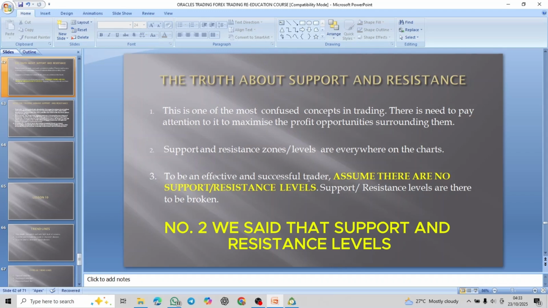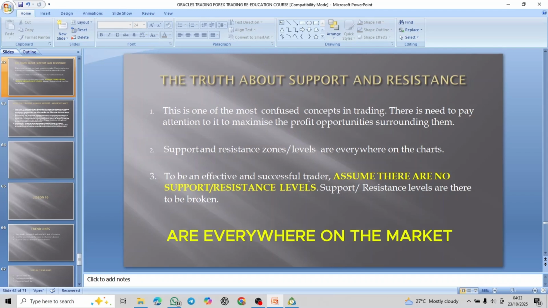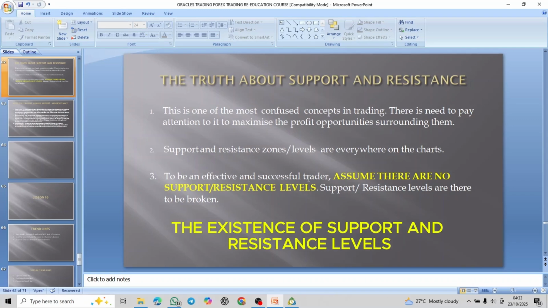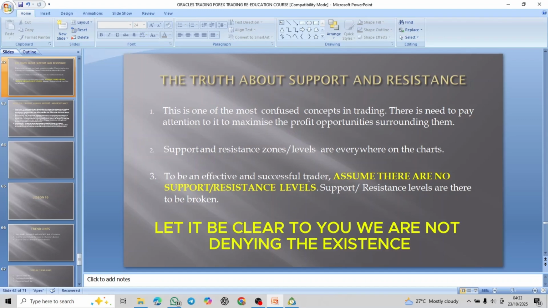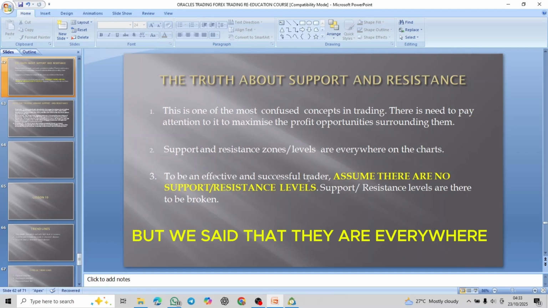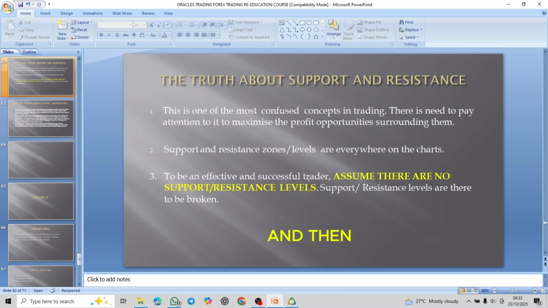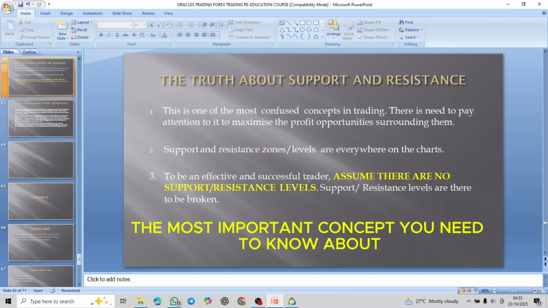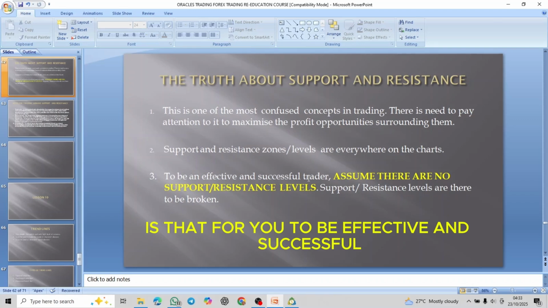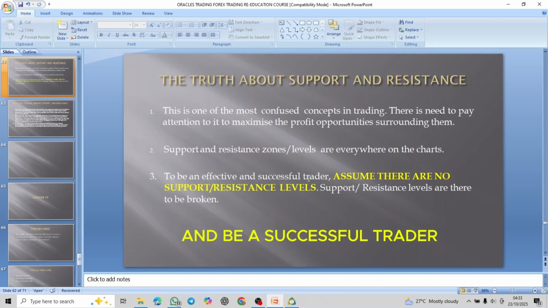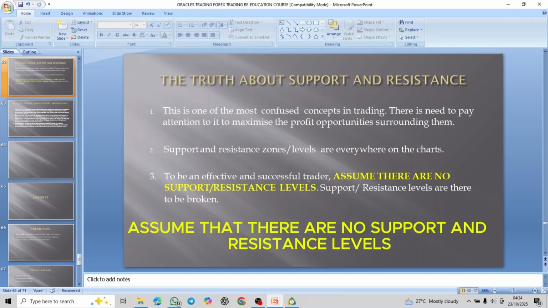Number two, we said that support and resistance levels are everywhere on the market. We are not denying the existence of support and resistance levels. Let it be clear to you. We are not denying the existence, but we said that they are everywhere. And then the most important concept you need to know about support and resistance levels is that for you to be effective and be a successful trader, assume that there are no support and resistance levels.